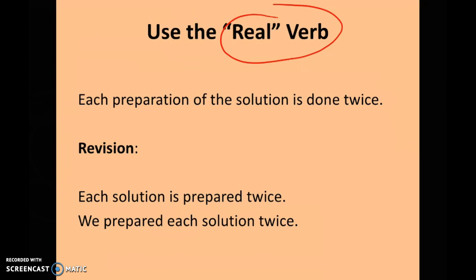So the first version, each solution is prepared twice. Depending on what comes before or after the sentence, the passive voice might work here, and we'll look at passive voice in another lesson as well. The second one, we prepared each solution twice, certainly is the most direct one. It puts a clear "we" doing an action, preparing, to something, namely the solution.